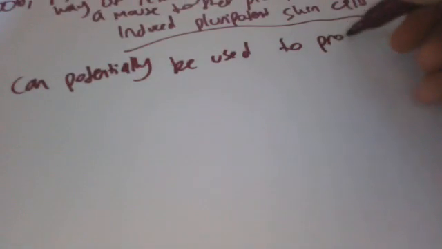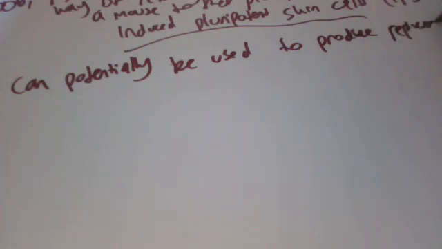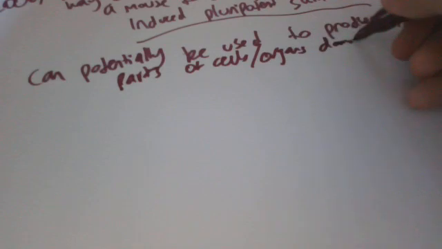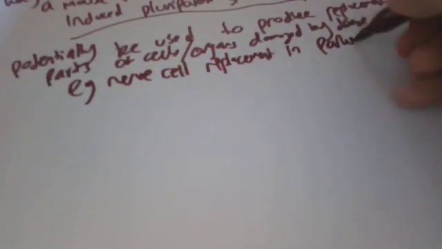Why is it useful? Well, they can potentially be used to produce replacement parts of cells or organs damaged by disease. An example is nerve cell replacement in Parkinson's disease. And you don't have the problem with rejection of replacement tissue because they can be made from the patient's own cells. So stem cells can be taken from, say, fat deposits in your leg and be used to treat disease.